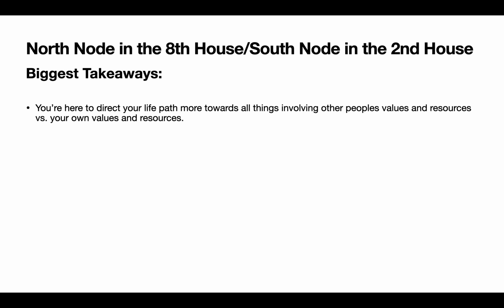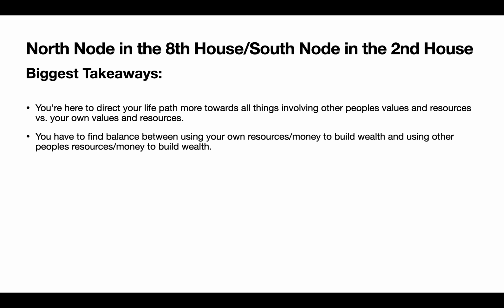When you have this placement, you're here to direct your life path more towards all things involving other people's values and resources versus your own values and resources. Okay, so the 8th house has to do with all things involving other people's values and resources. The north node has to do with your life path. So you're here to direct your life path towards all things involving other people's resources and values versus your own resources and values, the 2nd house. And I'm going to explain more on that later, and it's going to make sense.